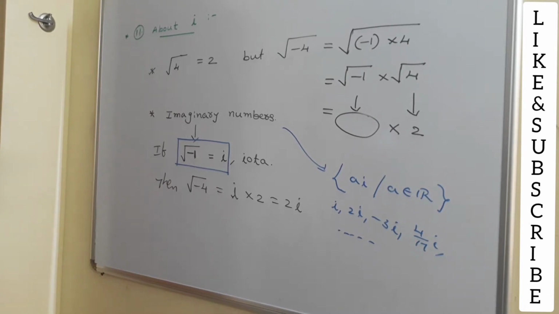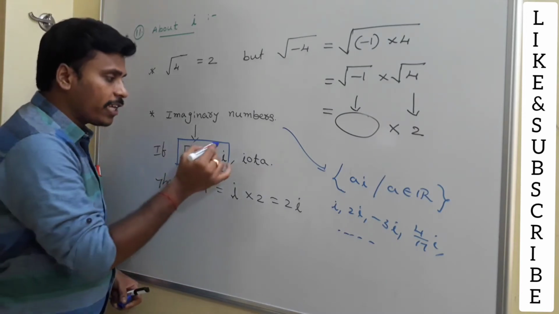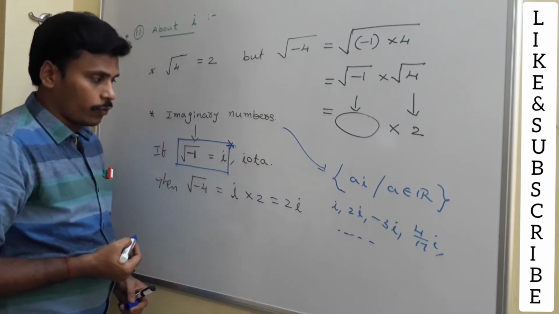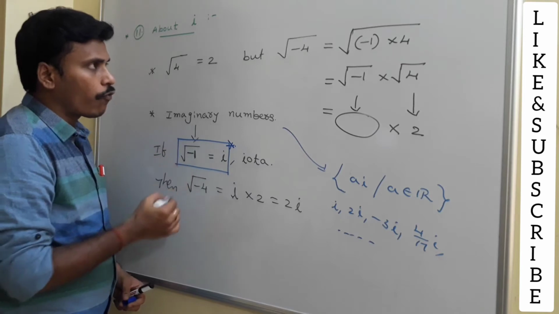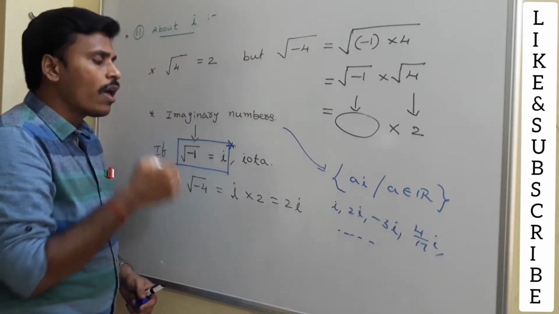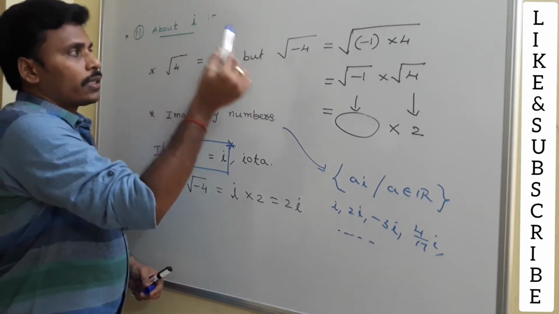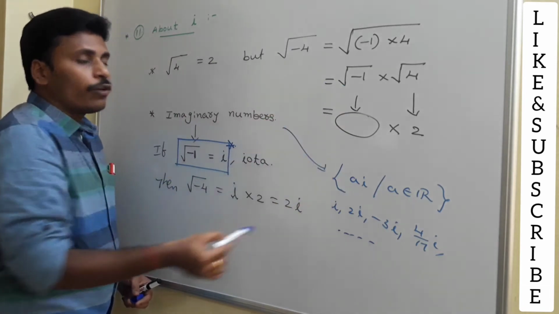At the end, i is equal to root of minus 1. You need to memorize that the value of i, the imaginary quantity, is root of minus 1. Everywhere, if you find a negative number under the square root, then in that position, that root of minus 1 is i, you need to utilize.